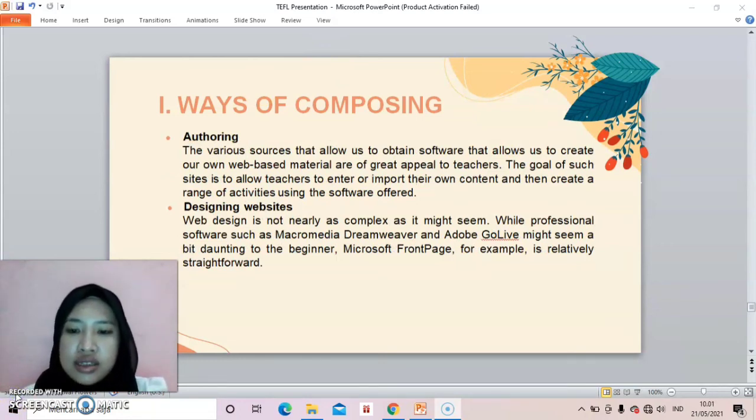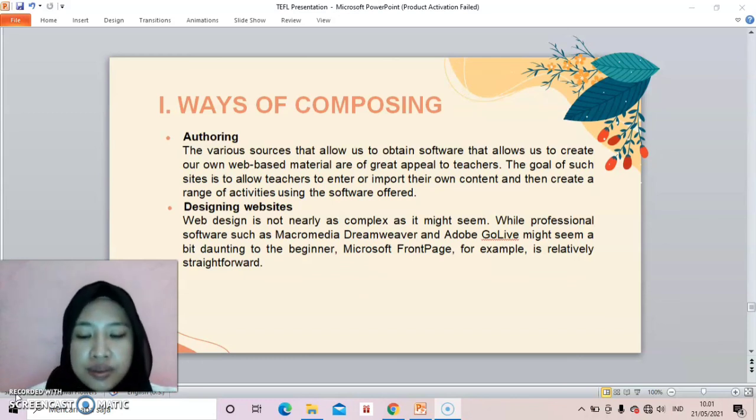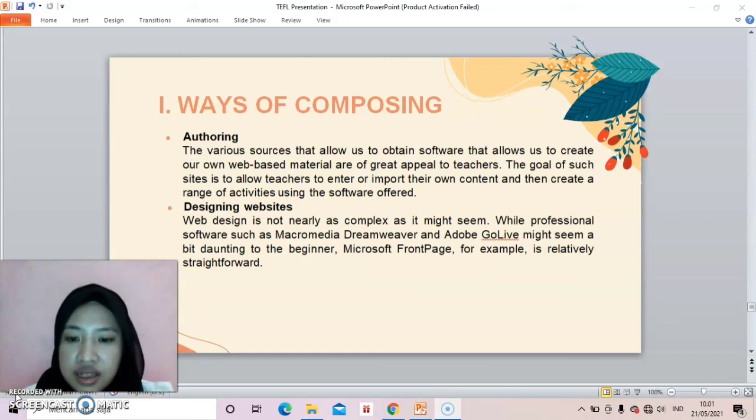And next, authoring. The various sources that allow us to obtain software that lets us create our own web-based material are of great appeal to the teacher. The goal of such sites is to allow teachers to enter or import their own content and then create a range of activities using the software offered. And then designing websites. Web design is not nearly as complex as it might seem. Professional software such as Macromedia Dreamweaver and Adobe GoLive makes it a bit daunting to the beginner. Microsoft Publisher, for example, is more reliable.